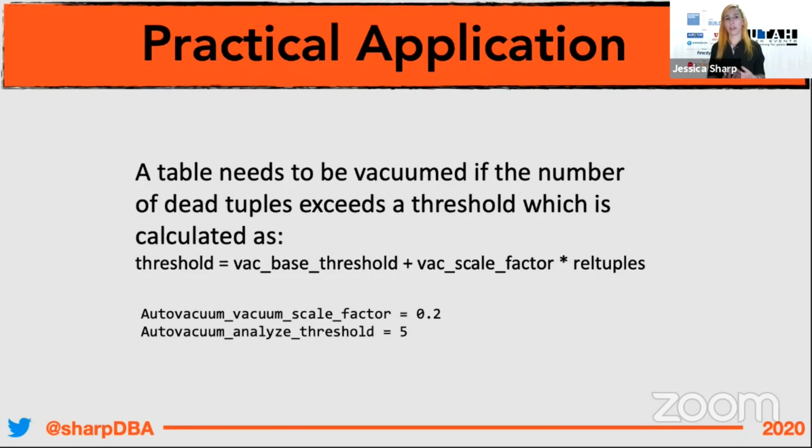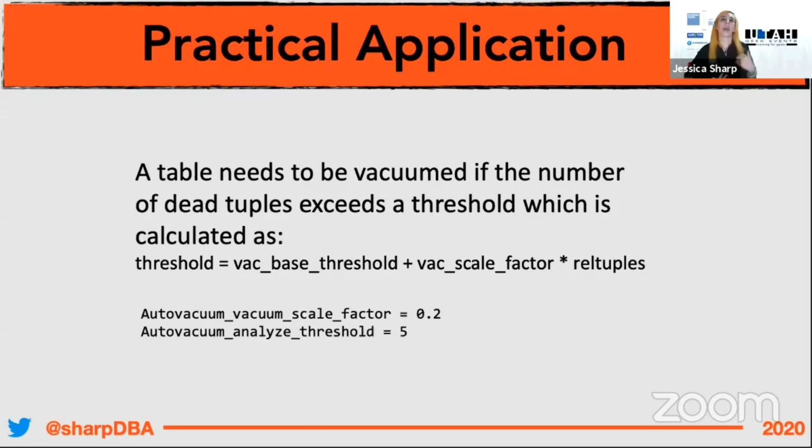All right, so practical applications here. How do I know if a table needs to be vacuumed? Is autovacuum vacuuming correctly? This is the formula, and we're close on time, but I think I can get through. The threshold is, and this is straight from a comment in the code, not the easiest thing to follow, your base threshold plus your scale factor, which is usually 0.2 or 20%, times your total number of rows.